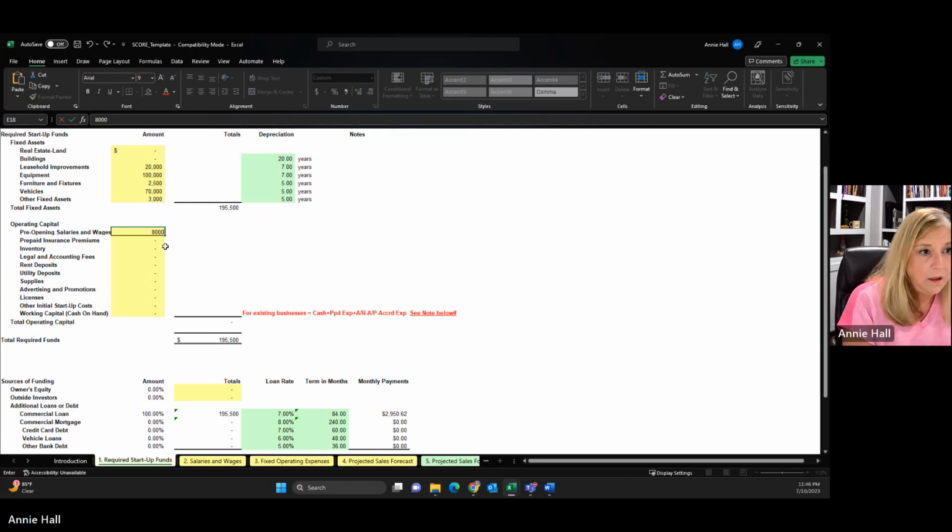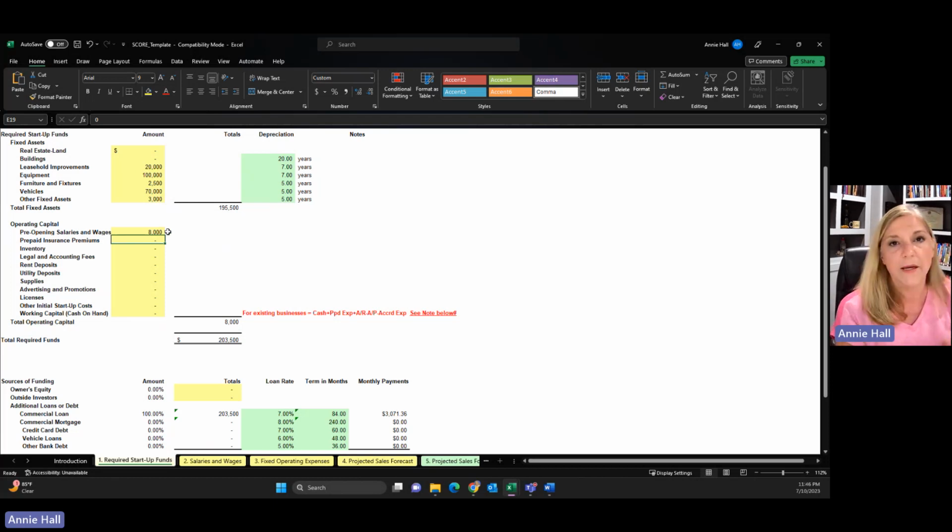Then insurance. If I'm leasing a space, I'm going to have insurance on that space. I have to have renter's insurance. I might also need liability insurance. I'm going to definitely need insurance for the vehicle, the delivery vehicle.